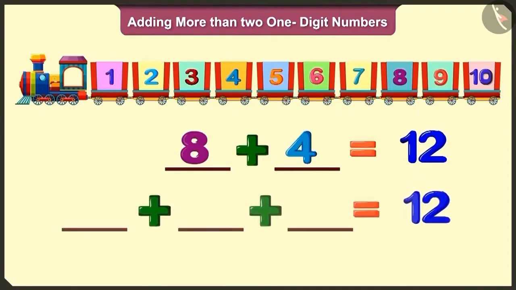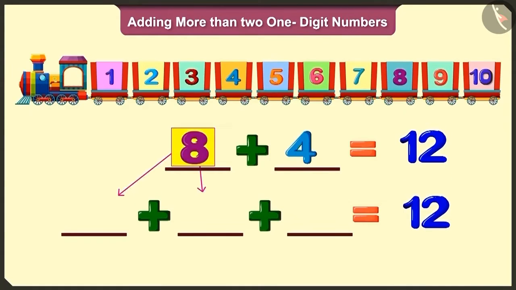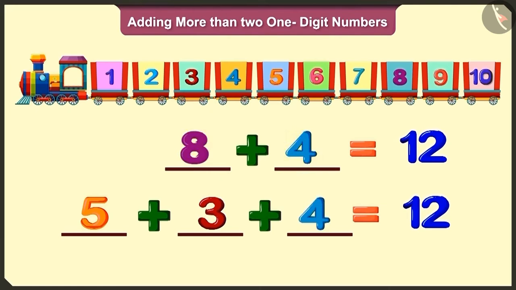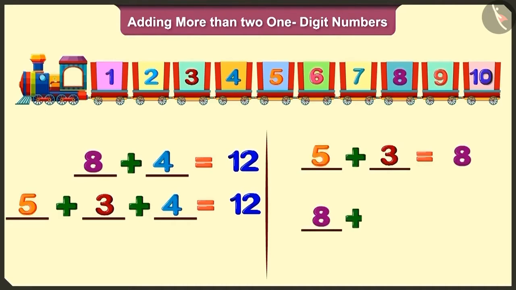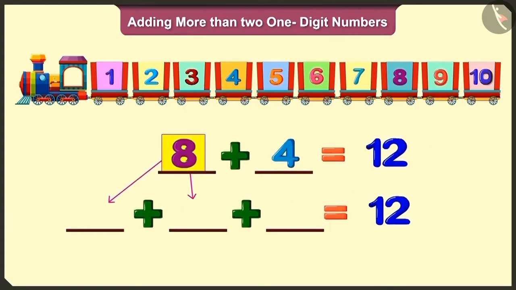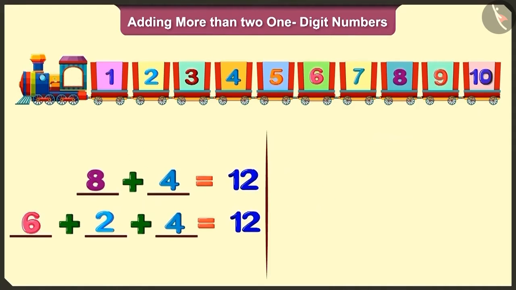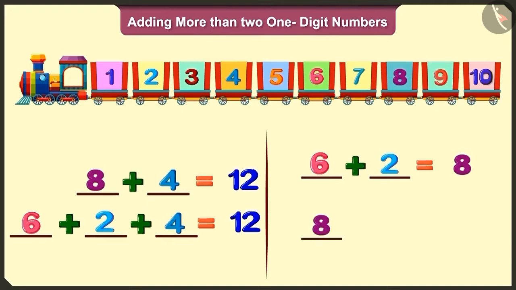Wow, Pillu. Look, now you can replace 8 with 5 and 3, then add them to 4. Oh yes! Adding 5 and 3 will make 8 and 8 and 4 will add up to 12. Now look carefully. Replacing 8 with 6 and 2 and adding them to 4 will also make 12. Oh yes! 6 added to 2 will make 8 and 8 and 4 add up to 12.